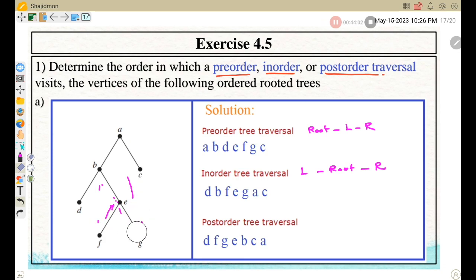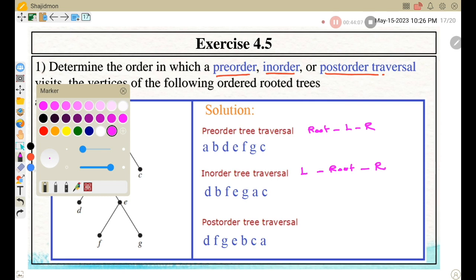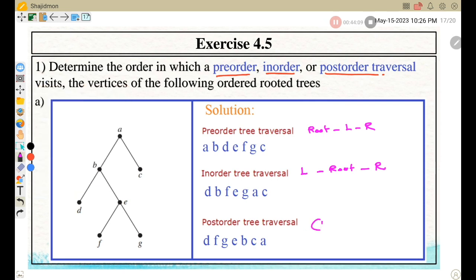Okay, now let me do the post-order traversal. Post-order traversal means, as I told, we need left, then right, then root, correct? Start from the left, that is D here. After D we need to visit left, right, then root, correct? Now immediately we cannot visit this right because we have children here, F and G, correct? So first after D we visit F, then the right, left, right, and after that the root vertex, that is E, correct?